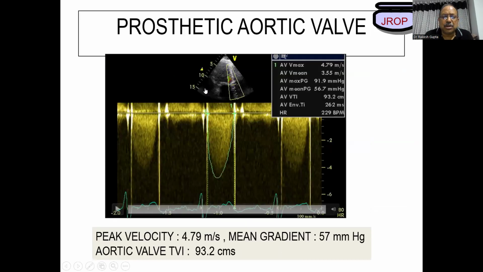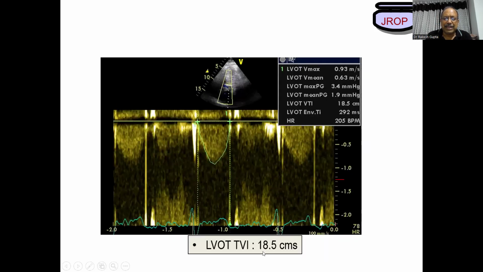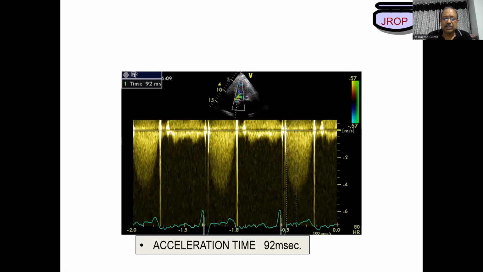Now look at the continuous wave Doppler across the aortic valve. 4.79. Any velocity more than 4 meters per second and a gradient of 40 millimeters of mercury is considered abnormal. And this is 4.79, mean gradient 57. Aortic valve VTI was 93.2, and the LVOT VTI is just 18.5. Acceleration time, look at it, starts to become a little roundish, not a sharp acceleration time. They started becoming a little rounder in shape.